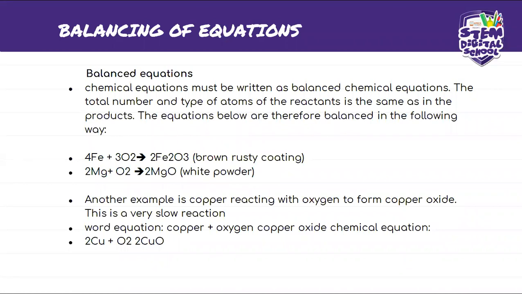Okay, then that is fine. Let me look at my oxygen again. 3 times 2 is 6, and 2 times 3 is also 6. So that is how we check. So it means this equation is balanced.